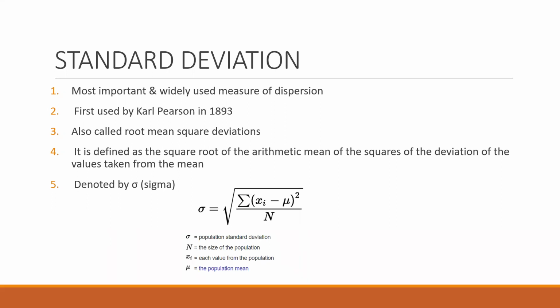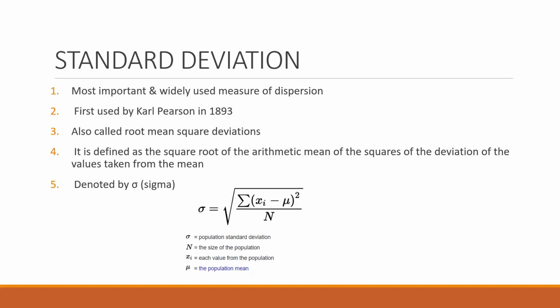It is the most widely used measure of dispersion, and it was first used by Karl Pearson in 1893. It is also known as the root mean square deviation. A standard deviation is defined as the square root of the arithmetic mean of the squares of the deviations of the values taken from the mean. It can be either the sample mean or the population mean.